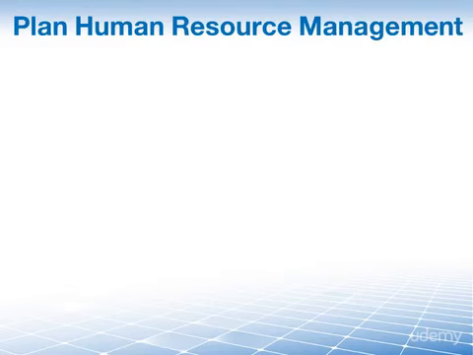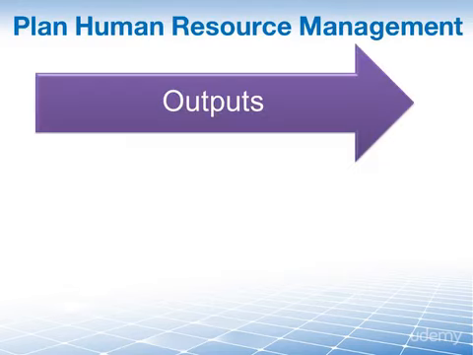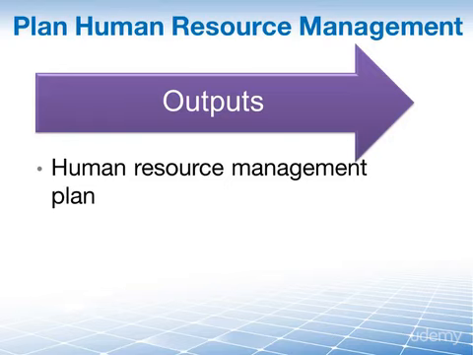And this takes us straight to the outputs of this process, or should I say output of this process, because it really can't get any simpler than this. If your process is to plan human resource management, then of course what you get as an output is the Human Resource Management Plan. If only the whole PMBOK guide were as simple as this one.